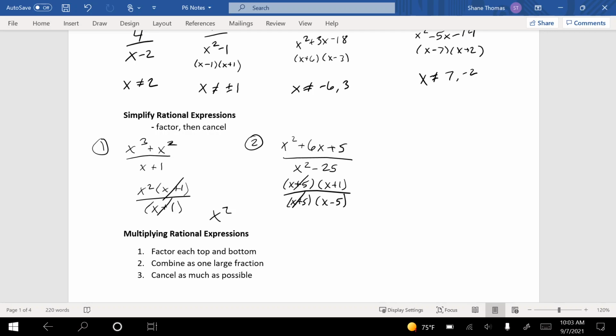Okay, so what am I left with then? X plus 1 over X minus 5. Right? Does that make sense? Okay, you guys try this one. X to the third plus 3x over x plus 3. It's a pretty simple one.